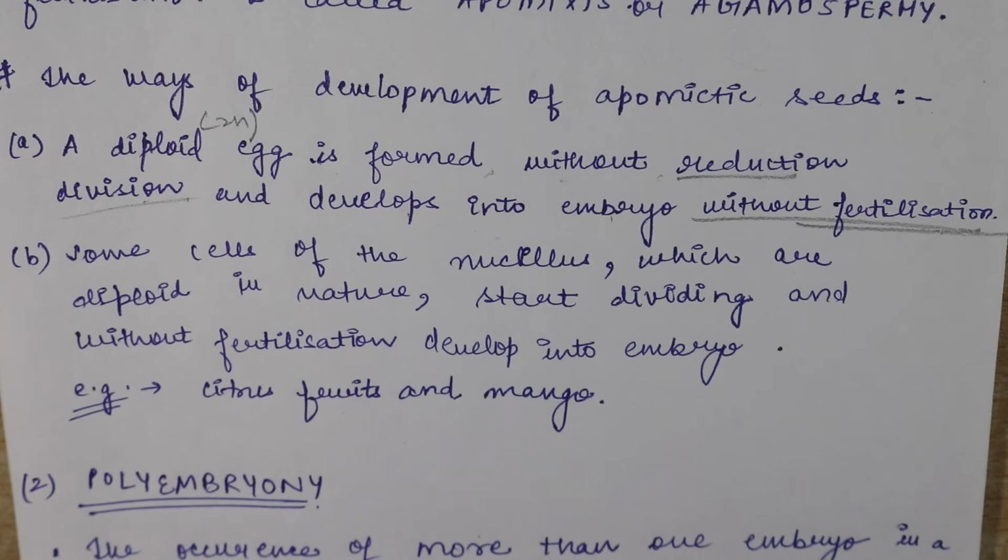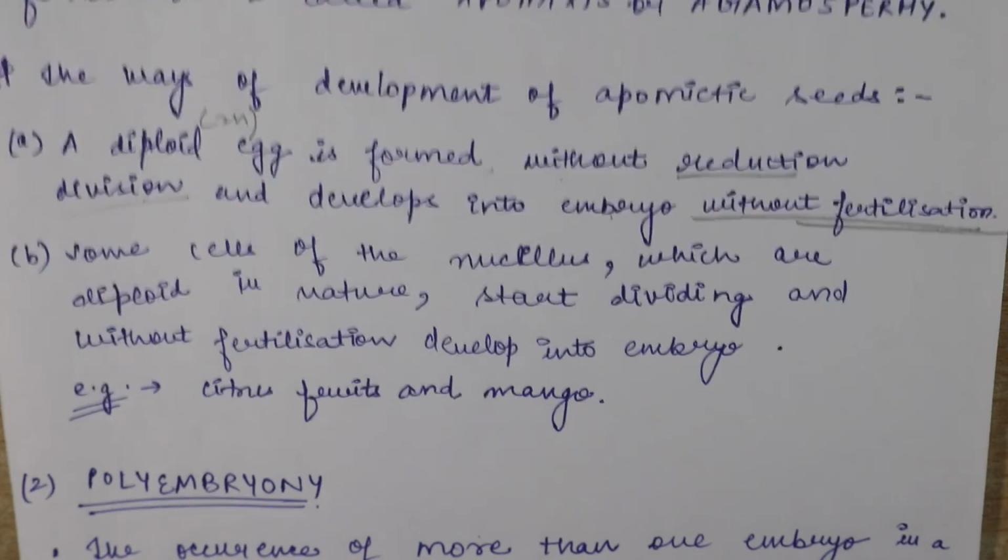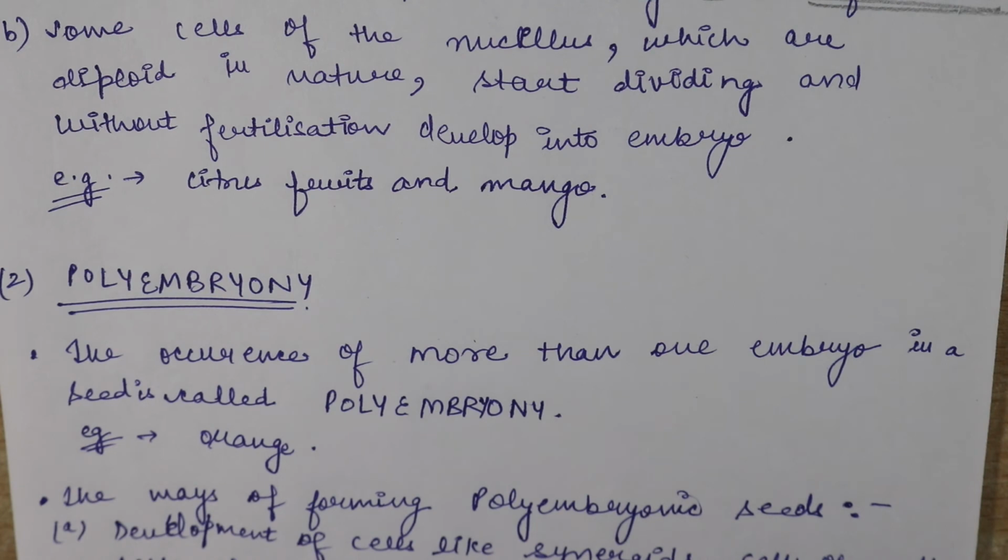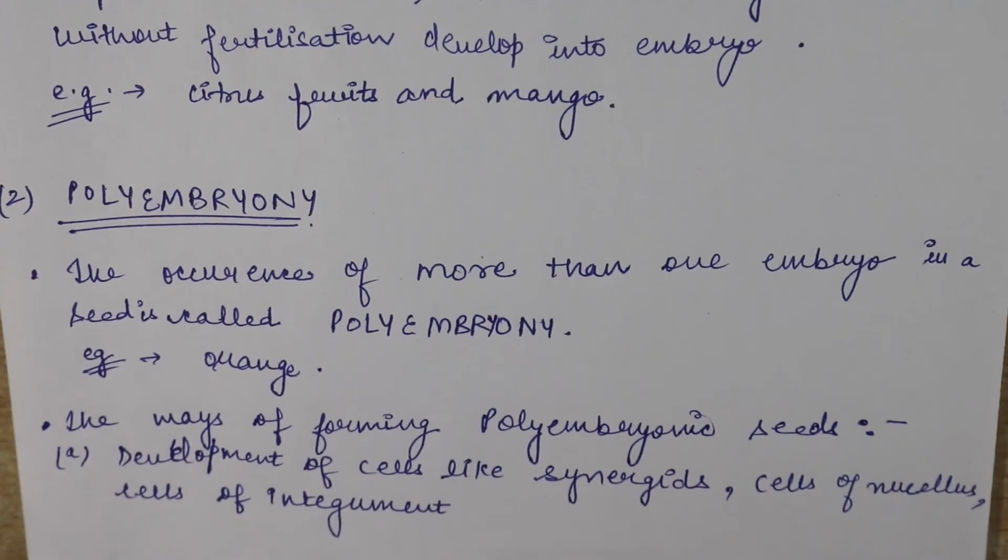Then our next topic is polyembryony. What is polyembryony? It is the occurrence of more than one embryo in a seed. Means ek se zyada embryo hona seed ke andar, usko hum polyembryony kehte hain.